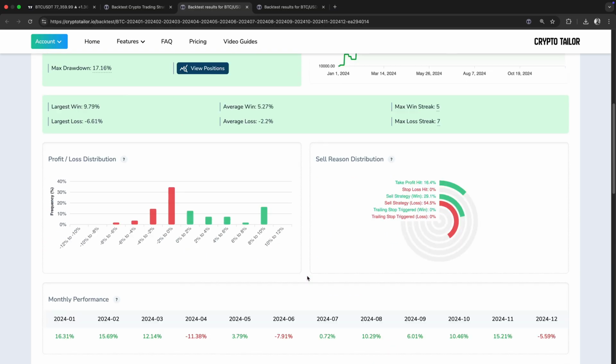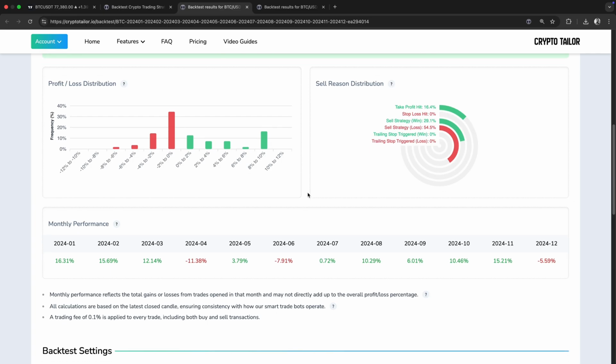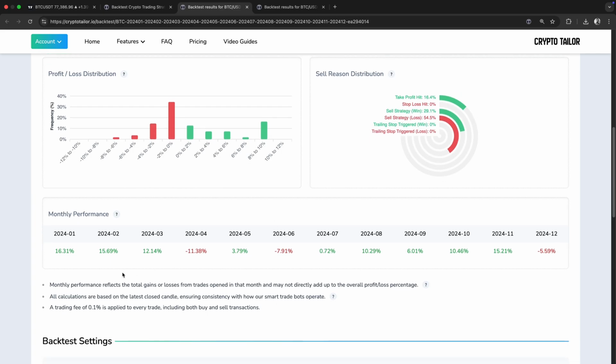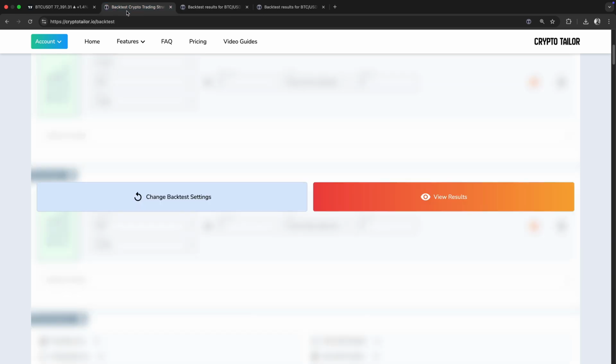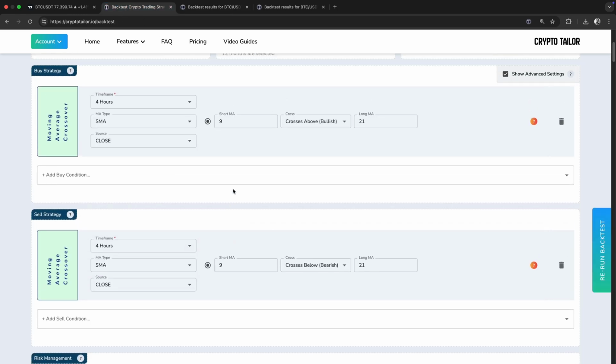In the sell reason distribution chart, we still see that 54% of the trades were closed at a loss due to our sell strategy, which was based on the short moving average crossing below the long moving average. However, the monthly performance looks much better this time, with more consistent results across different months and several months showing solid profits. To make this strategy even better, let's tweak the buy and sell strategy and use the Ichimoku cloud to filter out low-quality trades.